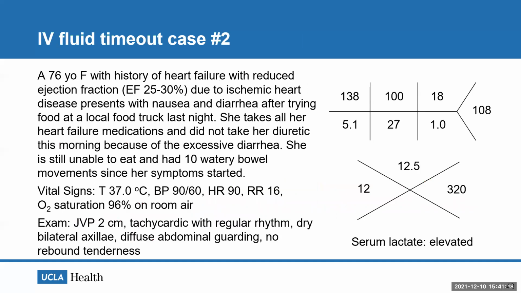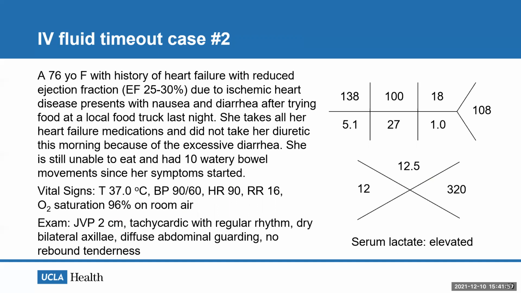So now let's move on to case 2. We have a 76-year-old female with a history of heart failure with reduced EF due to ischemic heart disease who comes in with nausea and diarrhea after trying food at a local food truck last night. She takes all her heart failure medications and did not take her diuretic this morning because of the excess diarrhea. She is still unable to eat and had 10 watery bowel movements since her symptoms started. Temp of 37, blood pressure of 90/60, heart rate of 90, respiratory rate of 16, O2 sat of 96% on room air. JVP is 2, tachycardic with irregular rhythm, dry bilateral axillae, diffuse abdominal guarding, and no rebound tenderness.